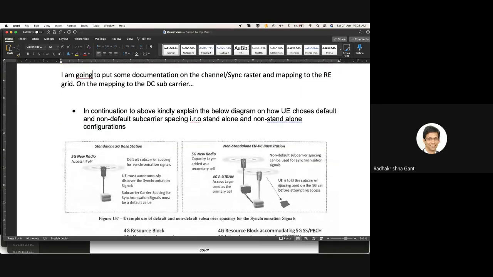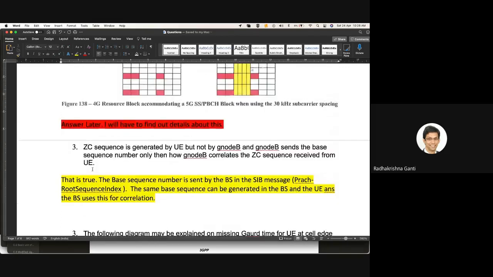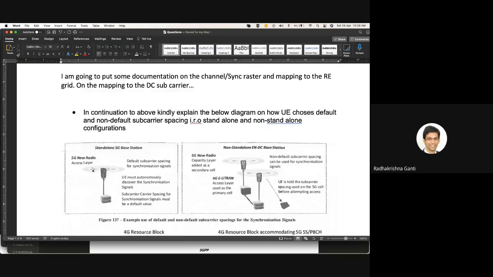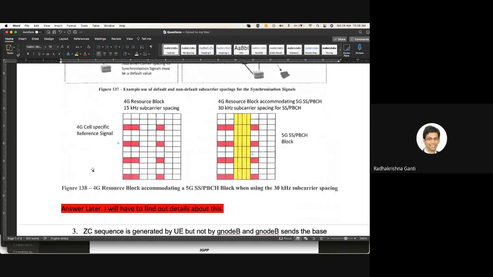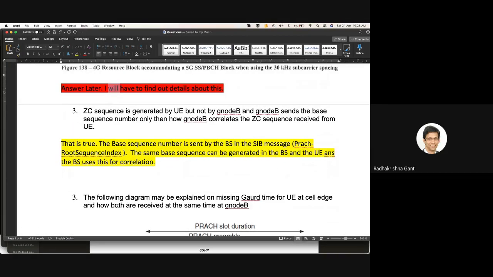So this next question is on how multiple subcarrier spacing with respect to LTE and 5G NR can happen. I'm not very sure of this. I have to read this, so I'm going to take some time, read this, and come back and answer. I'm not very sure on how LTE and 5G NR coexist in NSA mode. I'll get more details. Give me a little bit of time, I'll find out about this.